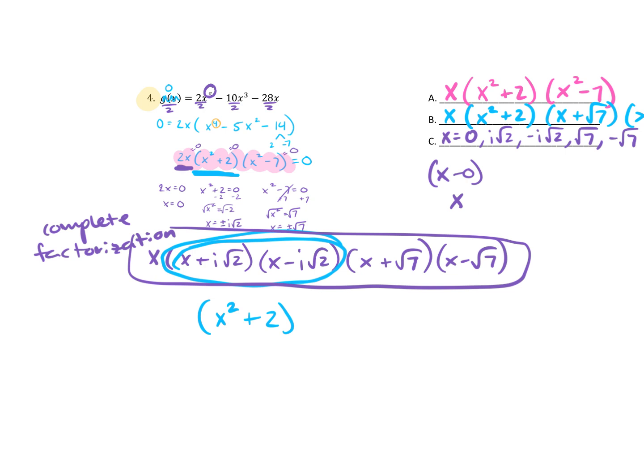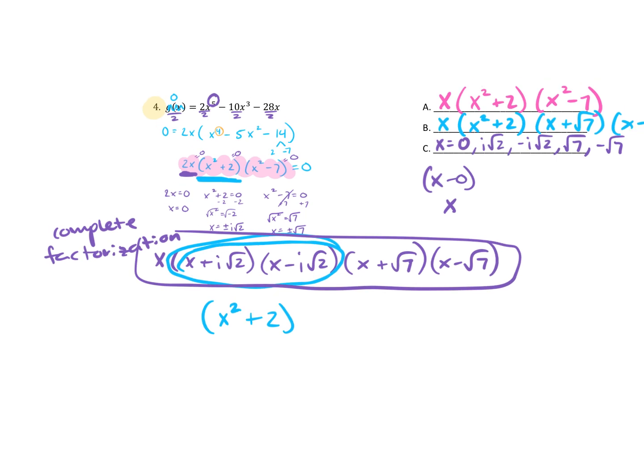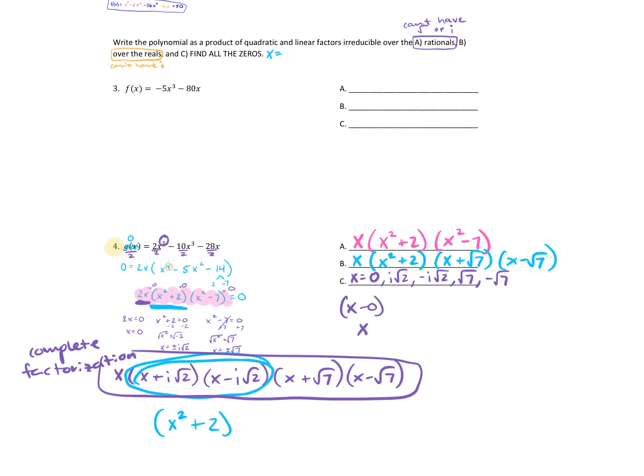In my opinion, complete factorization is the easiest because you don't even have to think. You just list all your zeros: x minus this zero, x minus this one, x minus this one. The other two, you kind of got to think about it a little bit.